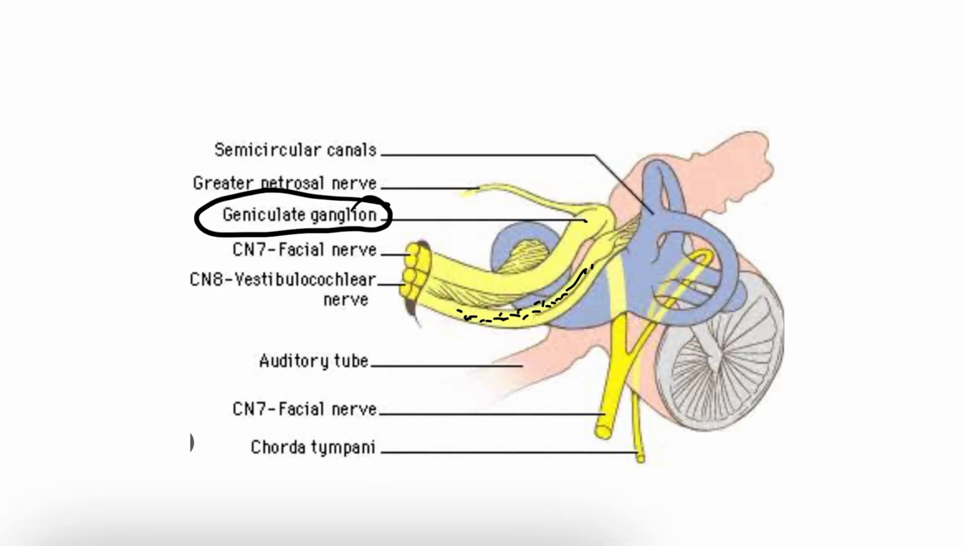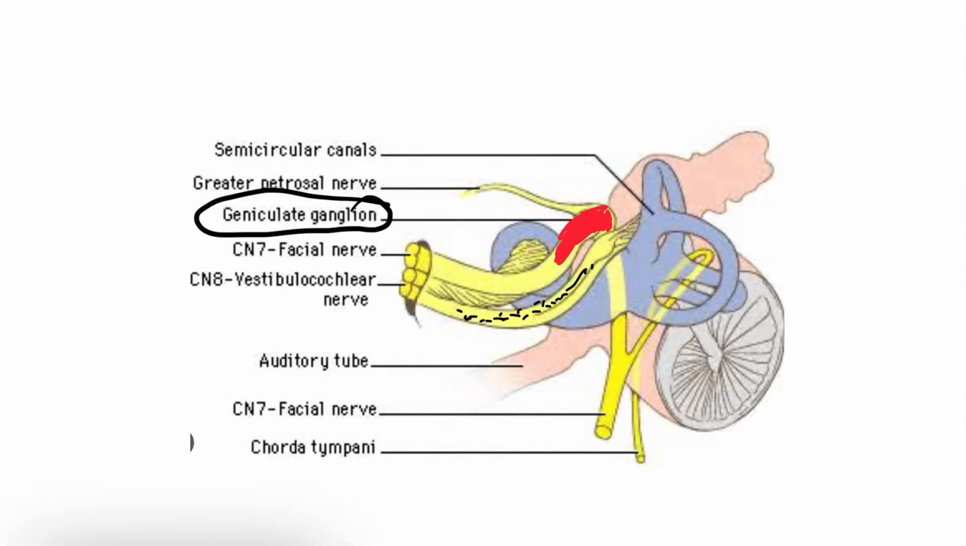Okay, now I'll highlight with the red color. This is the geniculate ganglion of the facial nerve. Ganglion means a collection of neuronal cell bodies outside the central nervous system. So this ganglion, they will remain dormant after the initial infection in childhood.